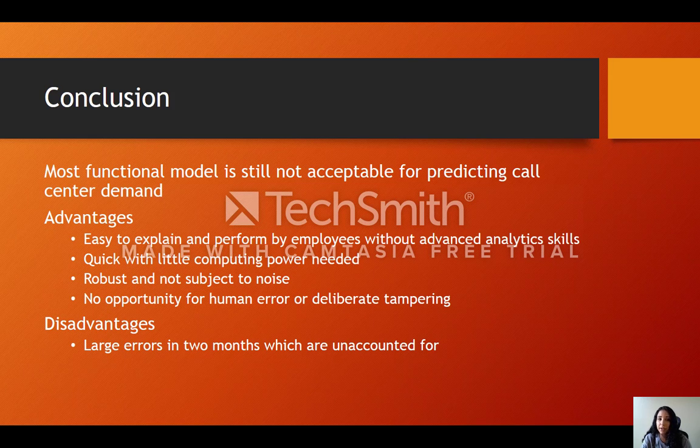The advantages of the model were it was really easy to explain. We didn't need a lot of computing power. It could be done very quickly and by someone who didn't have advanced analytic skills. But those large errors in those 2 months just weren't acceptable. They didn't make us feel confident in this model. We didn't get results that were strong enough where we would want to push ABC Company to replace their model.